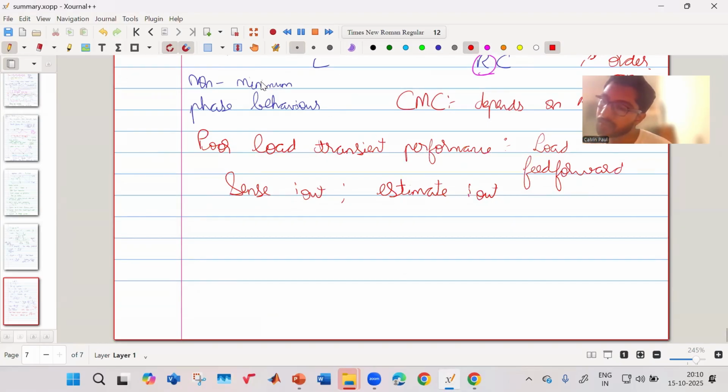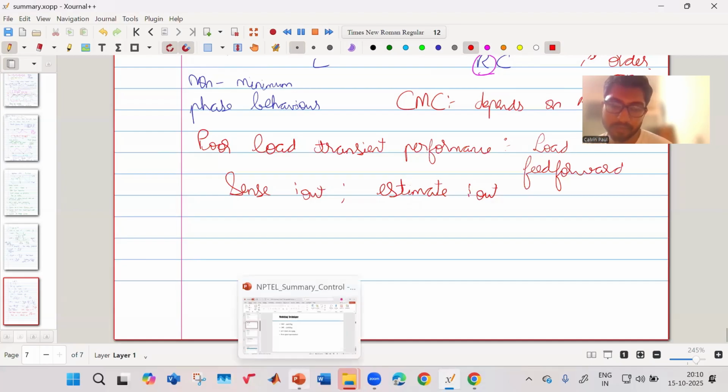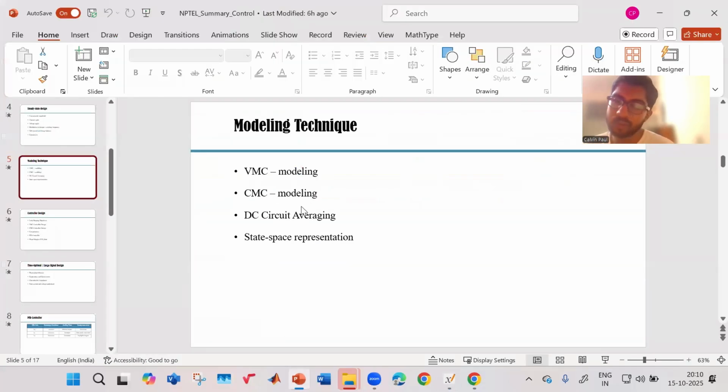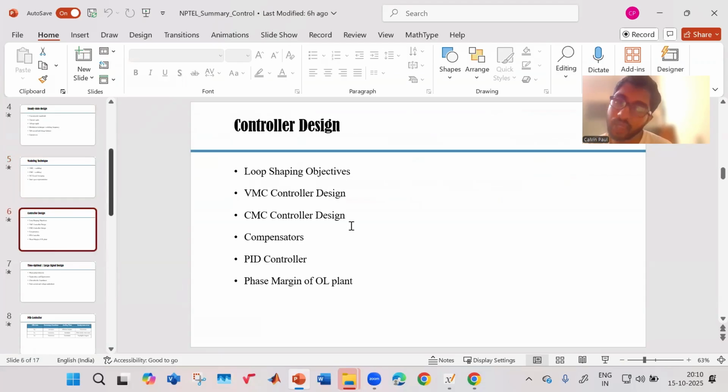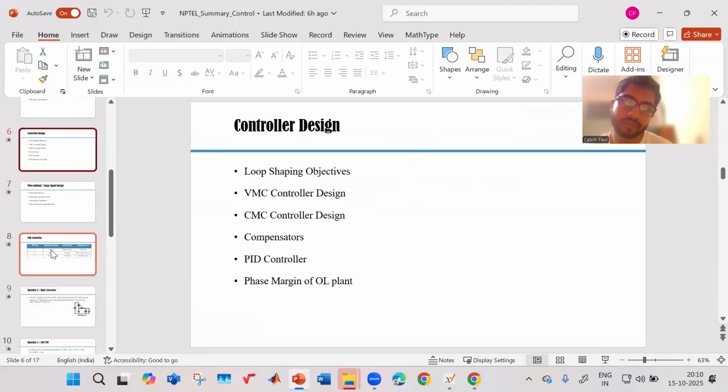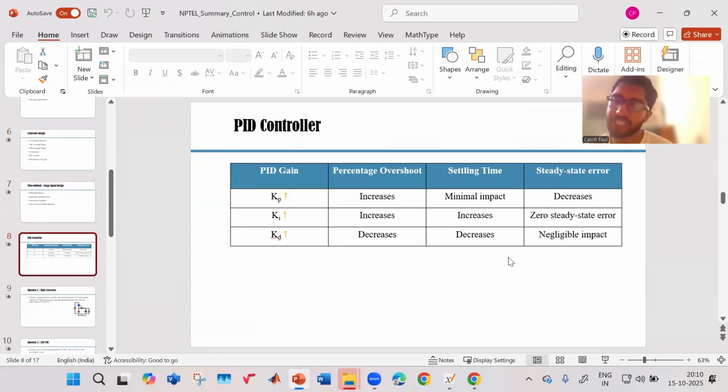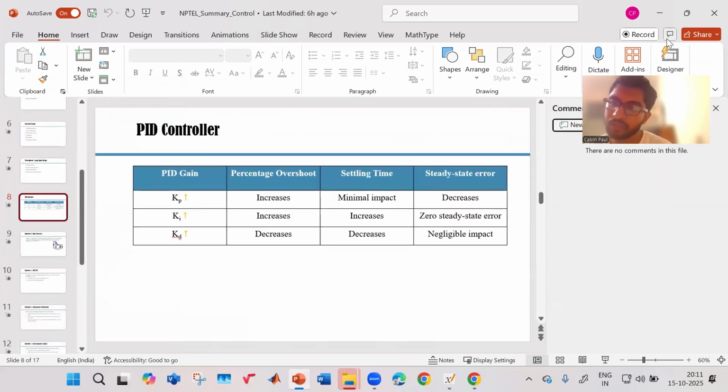So, what else do you recall? Let me check. So yeah, DC circuit averaging, voltage mode control modeling, current mode control modeling, state space representation is there. Okay, controller design. Before that, I'd like to stress on this PID controller.